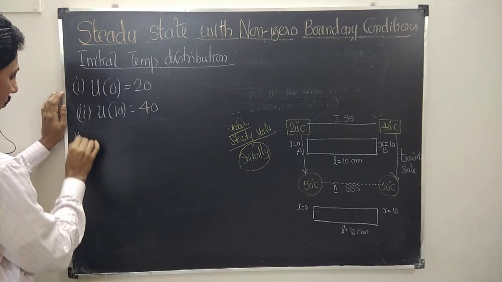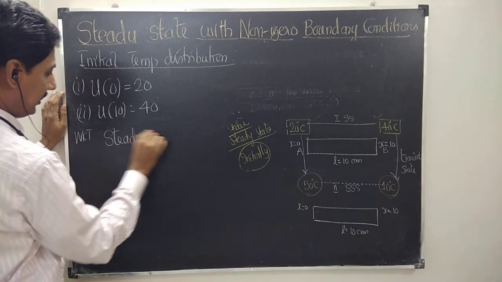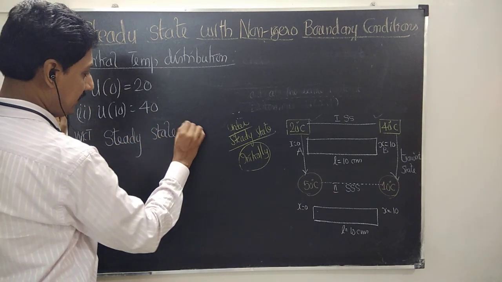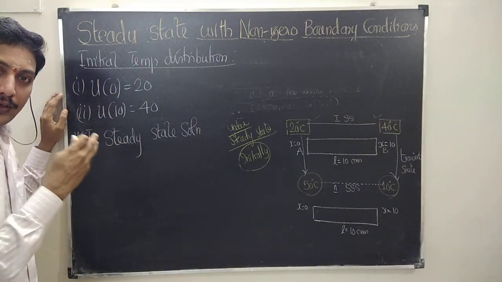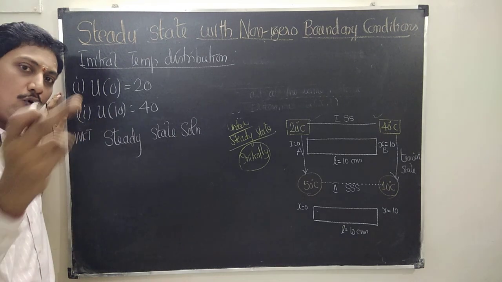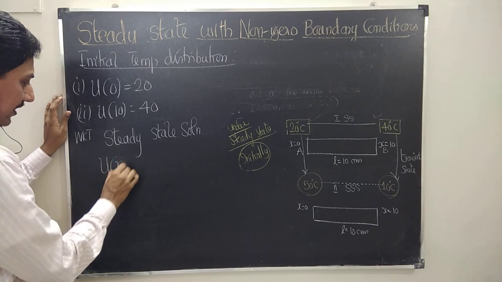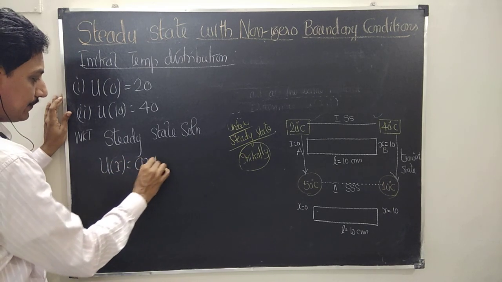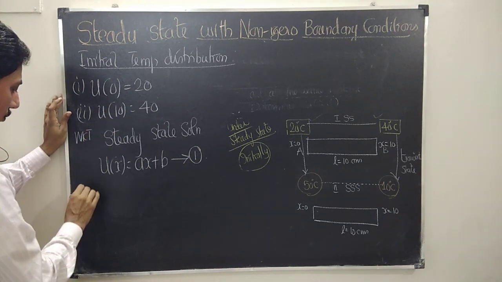As we know, what is the steady state solution? Please go and watch my previous videos, where I have derived separately the steady state solution from the one-dimensional heat flow equation. It's nothing but u(x) = ax + b. So this is my equation number 1. Let us use condition number 1 here.